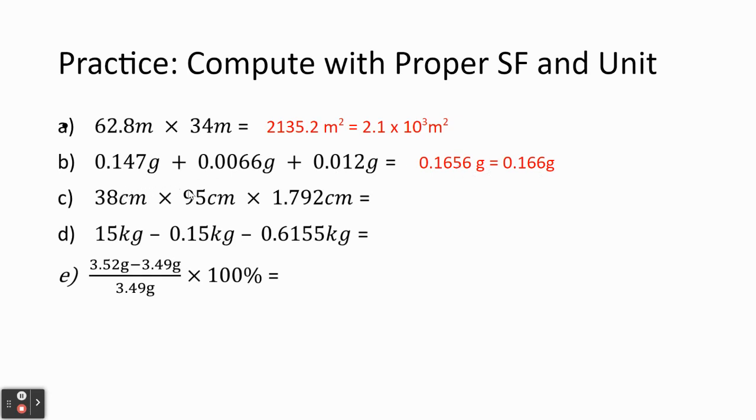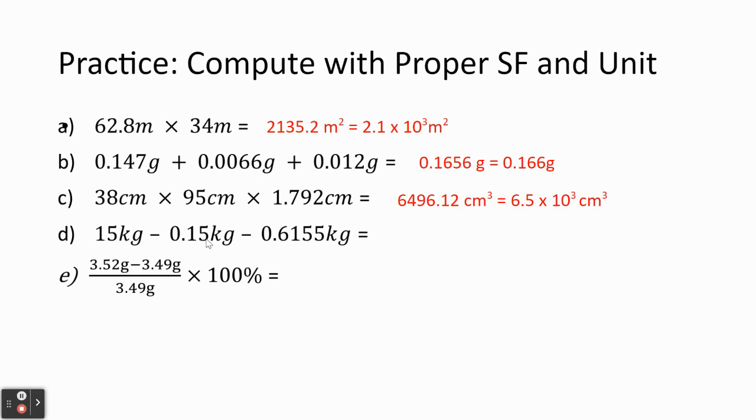Now, C is a multiplying problem. So we have 2 significant digits here, 2 significant digits here, 4 significant digits here. We're going to want to round to 2 significant digits. So we would get 6.5 times 10 to the third, or 6,500 if you wanted to write it that way. But again, scientific notation is a better way to go. So 6.5 times 10 to the third cubic centimeters.